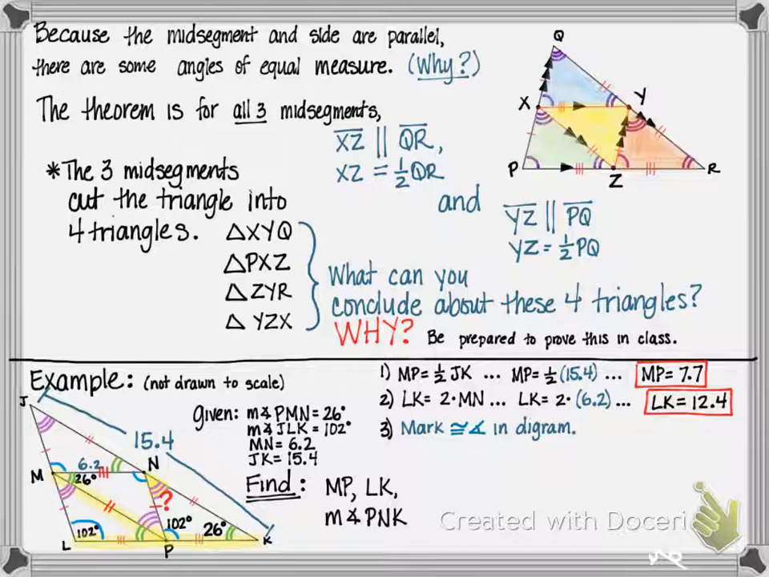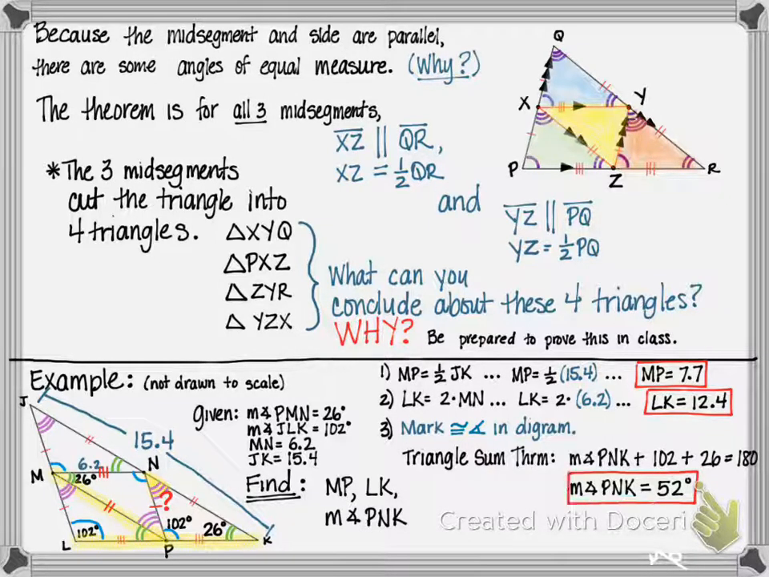But I do have the Triangle Sum Theorem, which says that the unknown angle, plus the 102 and the 26, must add up to 180 degrees. So adding them together and subtracting, simplifying, we get that the measure of the angle PNK is 52 degrees. So this is how we can use the midsegment theorem in a triangle to do a lot of different computations.